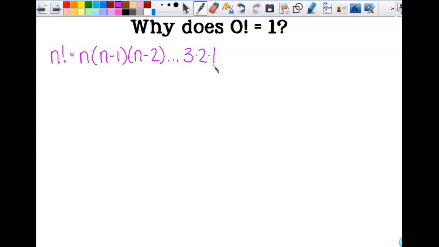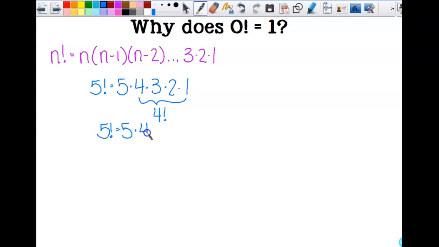If I take a numerical example, let's say 5 factorial, we know that that is 5 times 4 times 3 times 2 times 1. We also know that 4 times 3 times 2 times 1 is 4 factorial. So we could say that 5 factorial is equal to 5 times 4 factorial. Using that same idea with our variables, we would have n factorial equals n times n minus 1 factorial. And we're going to use this to look at 0 factorial.